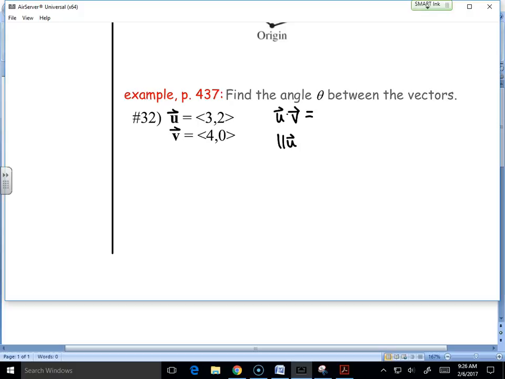What is the magnitude of u? What is the magnitude of v? I'm going to find each of my pieces, then I'll plug in. My big old cosine of theta is equal to something. We'll get there.